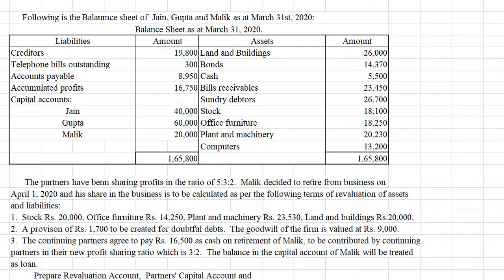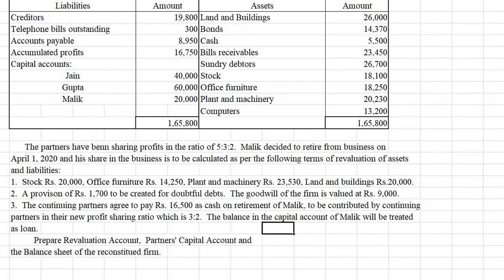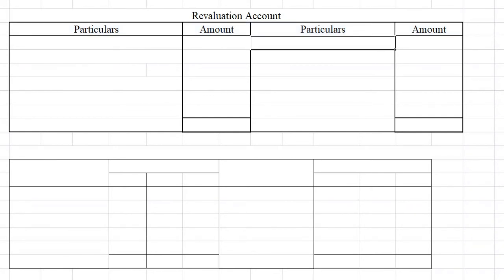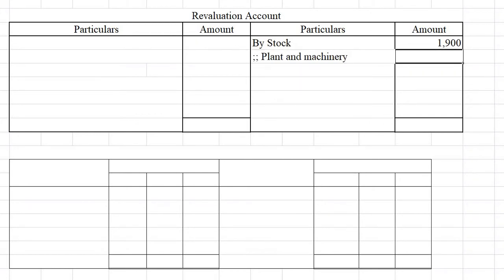Now you have to prepare revaluation account, then partners' capital account, and the balance sheet of the reconstituted firm. So this is the question, and we are going to solve this. So a revaluation account is ready here. Revaluation account is prepared, and in the question it is given that their adjustment: stock increased. Stock became 20,000. So it shows an increase, okay, of 9,900. That is written here. Then plant and machinery also shows an increase, okay. So an increase of 3,300 we have to write, okay.